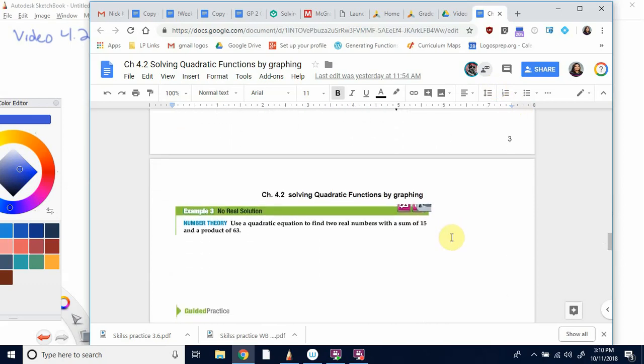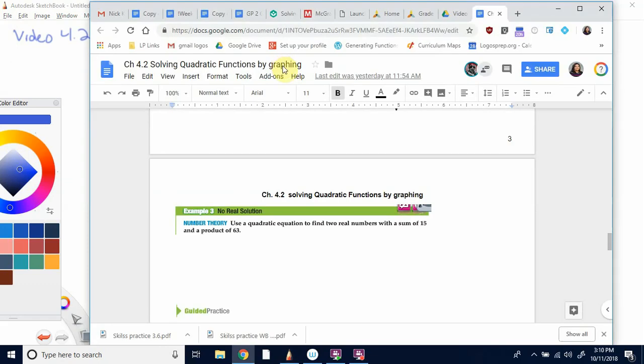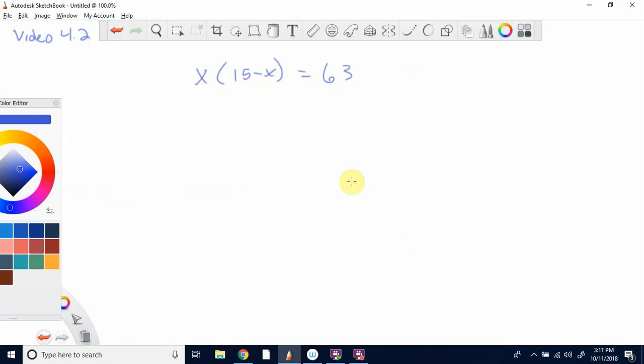Okay, so let's look at no real solution. So here they want us to use a quadratic equation to find two real numbers with a sum of 15 and a product of 63. Well, the first thing we have to do is actually write the equation. So we said the product of a number x times 15 minus x is equal to 63, because they tell us the sum is 15. So this is how we got this one.